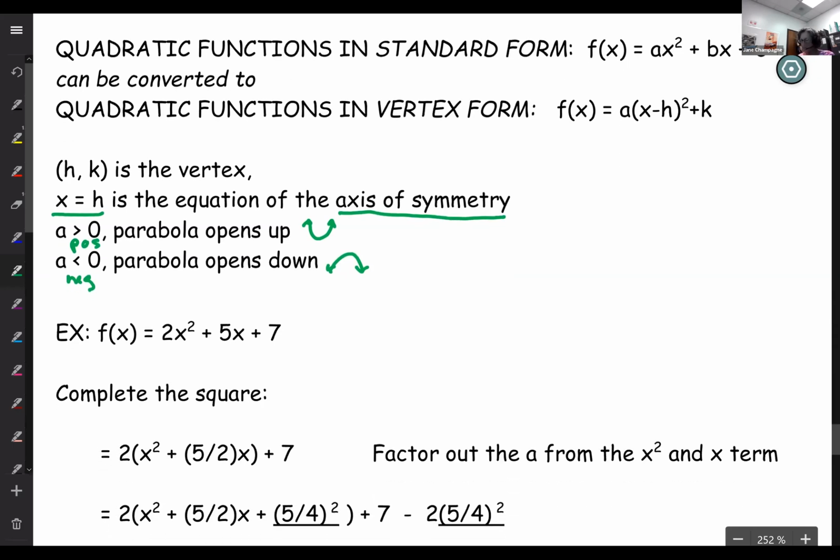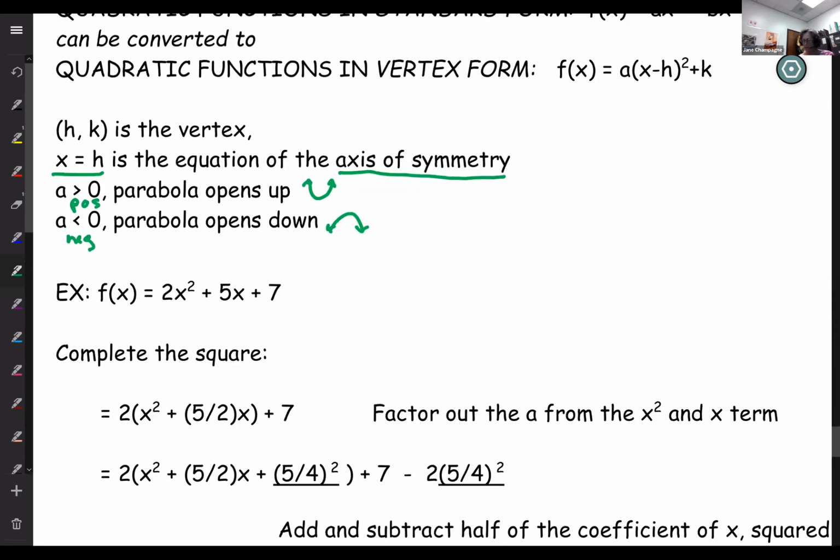So here's a pretty tough example, really, but it's good to have one that you can follow. If you have a leading coefficient of 2, or any leading coefficient, you first have to factor that out. So this is where completing the square is tough. I was going to say it's the only way, but it's really not the only way. The other way is to use the vertex formula. So this is just one option, and then I'll show you the other option.